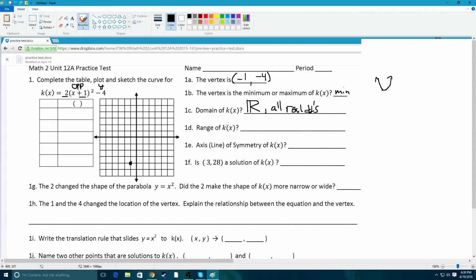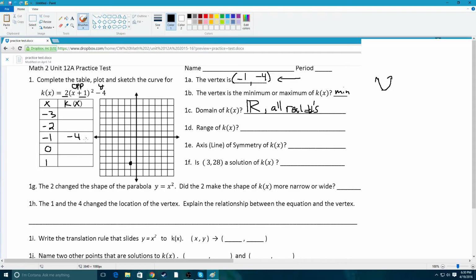The range, okay, first let's fill out the chart. So once you have your vertex, which is this guy, you're going to put that vertex right here in the middle. So it's going to be -1, -4. Okay, this is x, this is k of x. So you're going to pick numbers that are on opposite sides of -1. So I'm going to pick -2 and -3, and 0 and 1. Okay, numbers that are right on either side of -1.